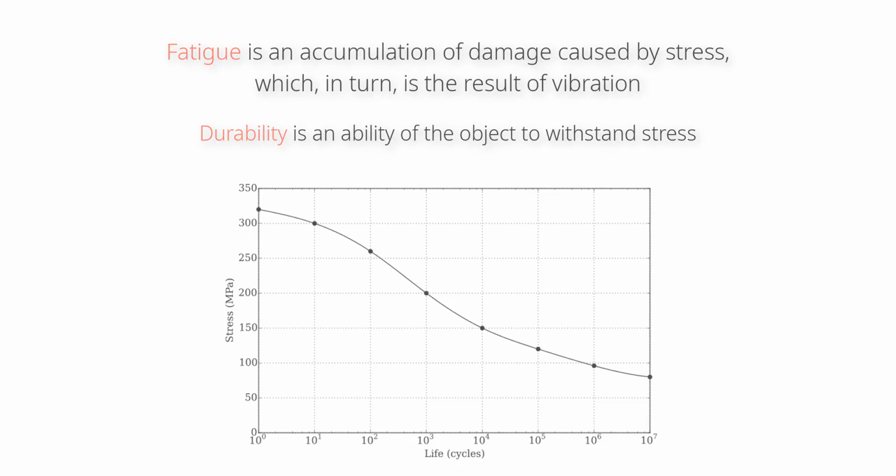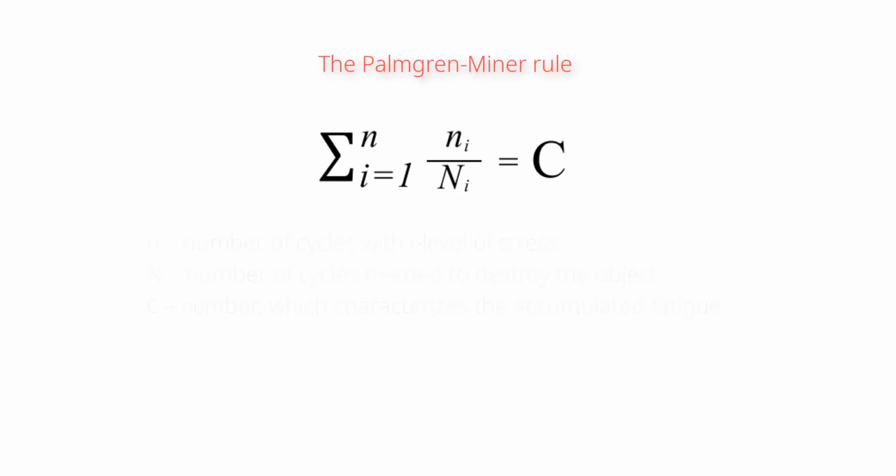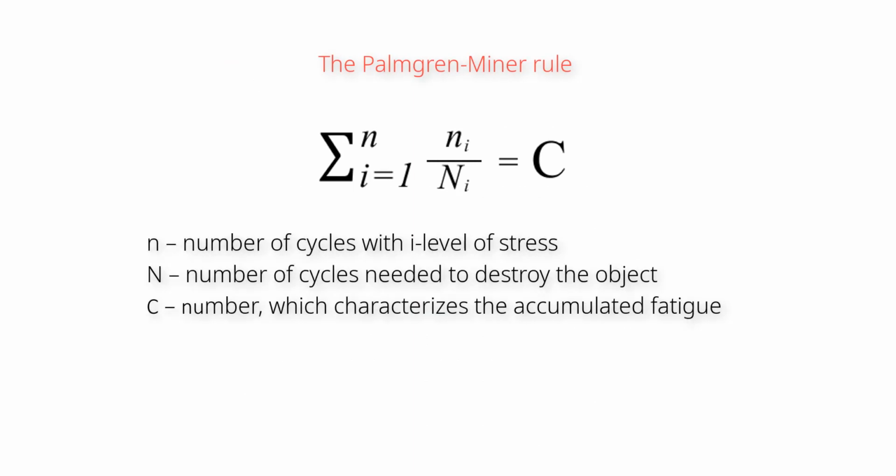1000 stress cycles at 200 megapascals level. Here on the screen you can see the Palmgren-Miner rule, where lower n represents the number of cycles with the i-th level of stress, upper N is the number of cycles needed to destroy the object, and C is a number which characterizes the accumulated fatigue. When C gets the value of 1 or more, the object breaks.